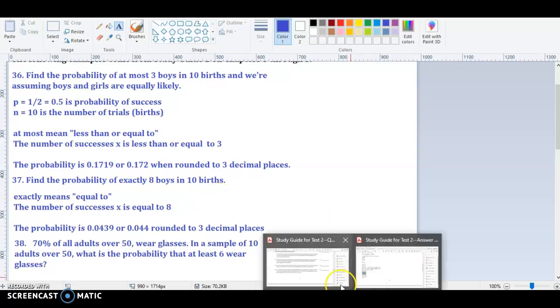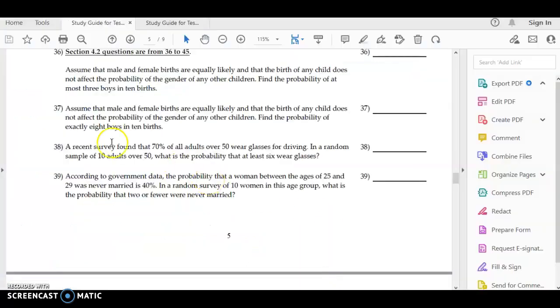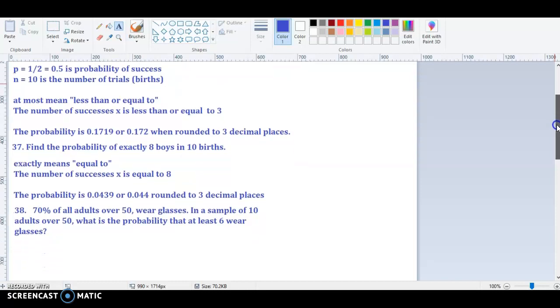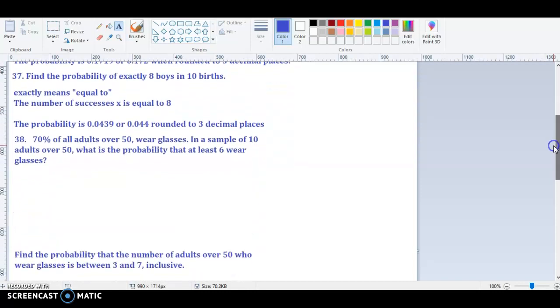Let's look at the next problem, which is 38. It says a recent survey found that 70% of all adults over 50 wear glasses for driving. In a random sample of 10 adults over 50, what is the probability that at least 6 wear glasses? The information in the problem is supposed to tell you whether this is a binomial random variable or some other kind of random variable. But for the sake of time, this problem can be solved with the binomial distribution.